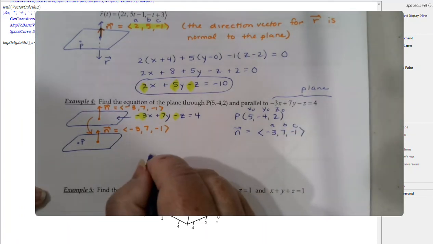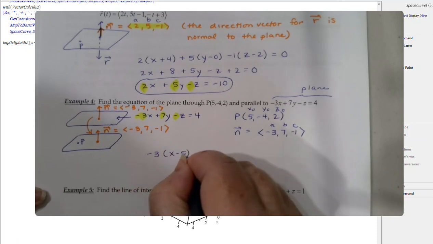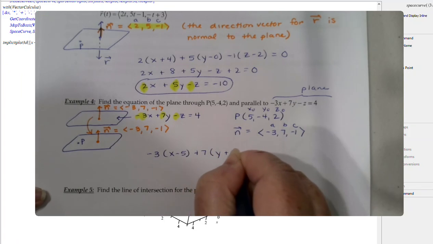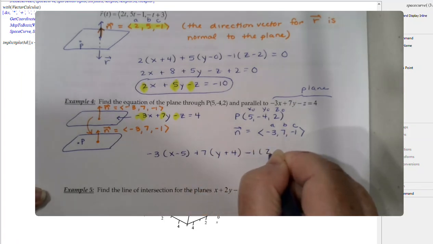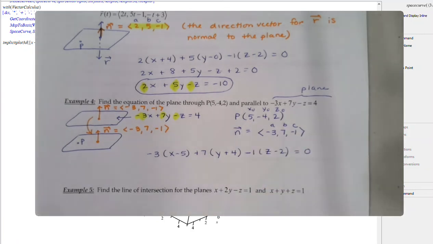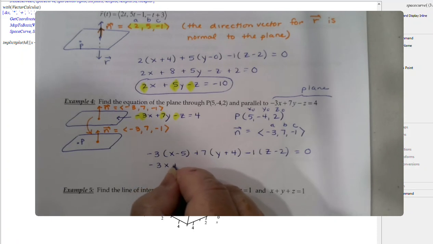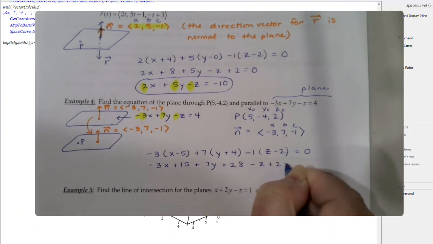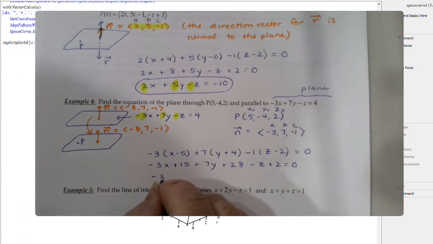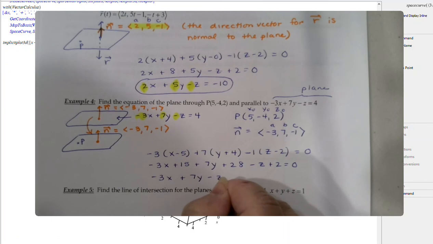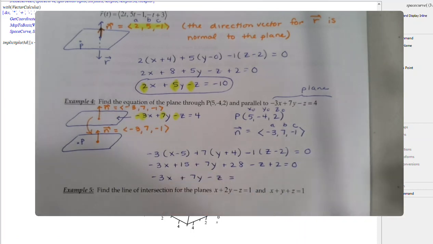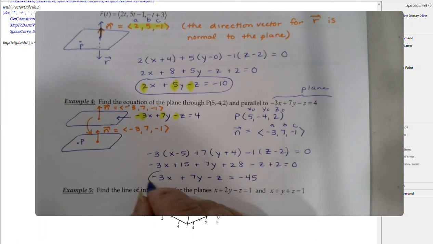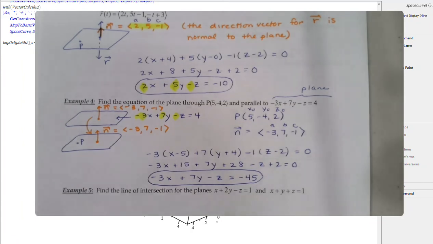So my plane is going to be -3 times x minus 5 plus 7 times y plus 4 minus 1 times z minus 2 equals 0. Multiply everything out. And I end up with -3x plus 7y minus z equals 30, 45, so -45. So last two problems, kind of the moral of the story there, a little sketch so you can kind of view the geometry can be really helpful.